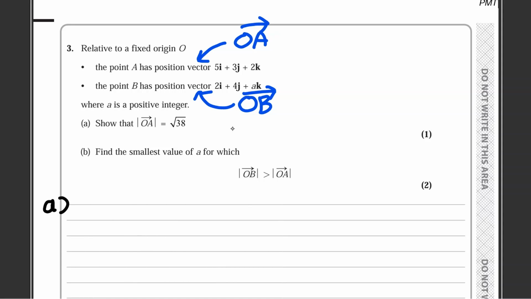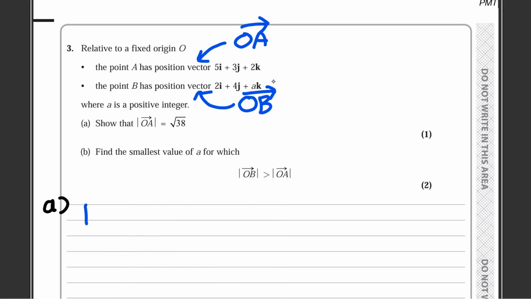So we need to show the magnitude of OA, which is this vector here, is equal to root 38. Remember how to find the magnitude of a 3D vector. These 3 numbers here, 5, 3, and 2, we square them, add them together, and then just take the square root, and this is the magnitude.